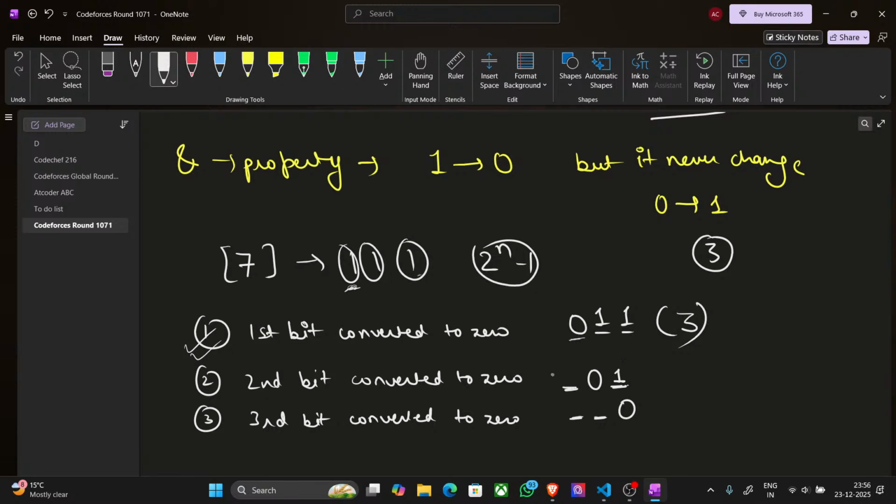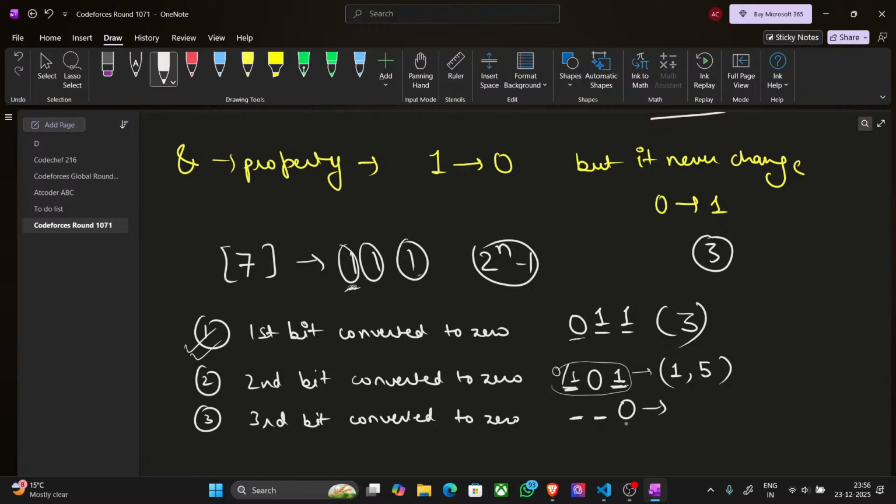So what are the bits that are in this form? It can be either 0 or 1 here. So it is the form of 1 and 5. Numbers 1 and 5 can be in the form of 001 or 101.